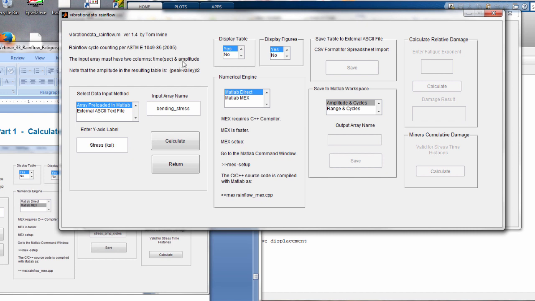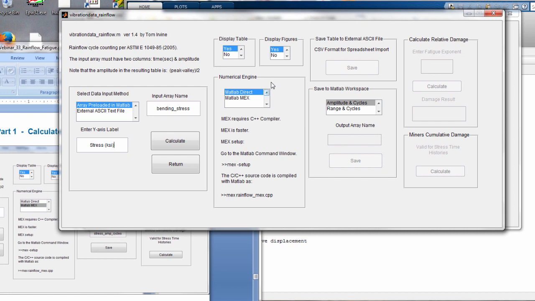Now the amplitude format, and I just want to clarify this and be very careful here. This is peak minus valley divided by 2. So that's the rainflow cycle that we're going to do. There's an option for displaying a table and figure, and I'm just going to say yes and yes, although we're not going to pay much attention to either.